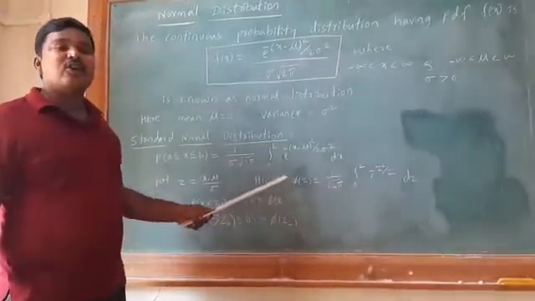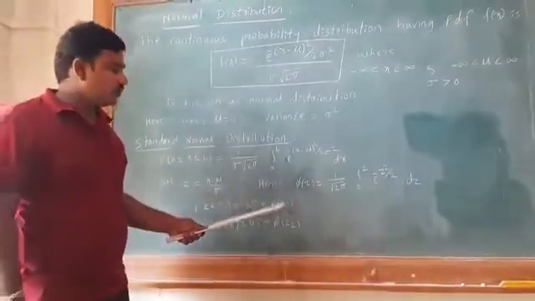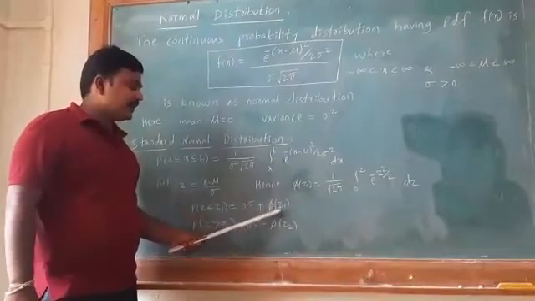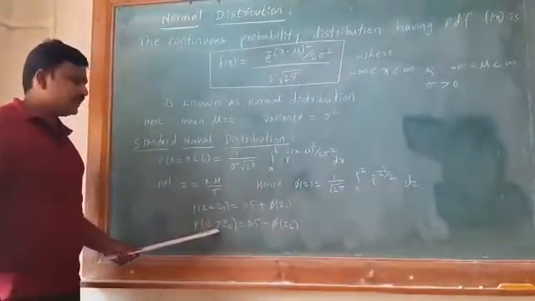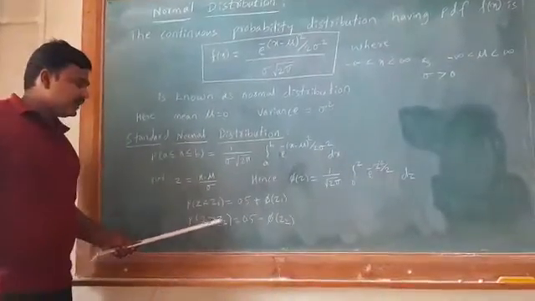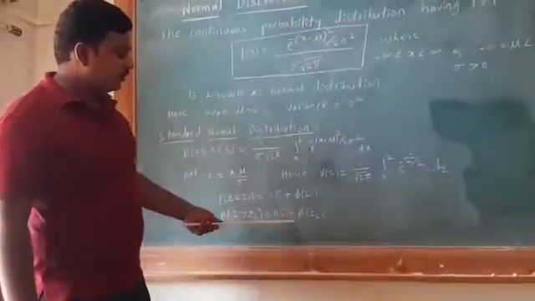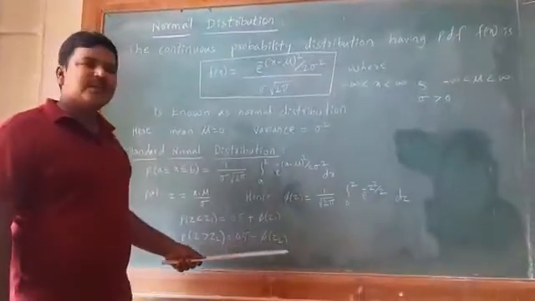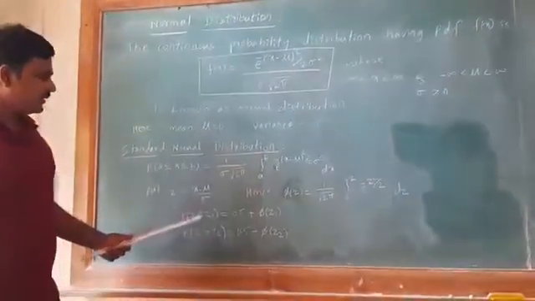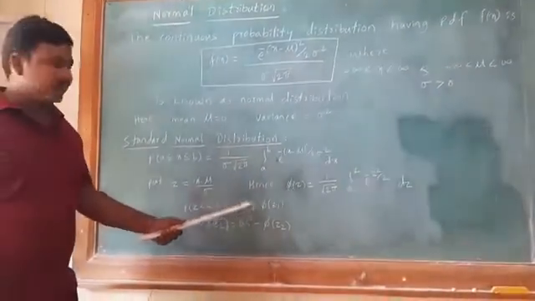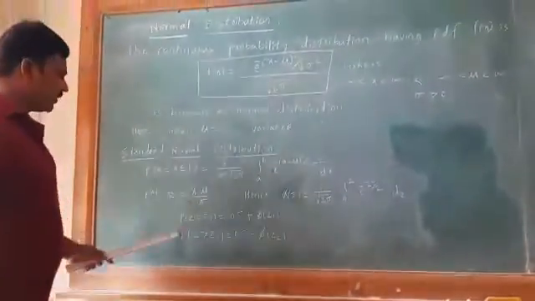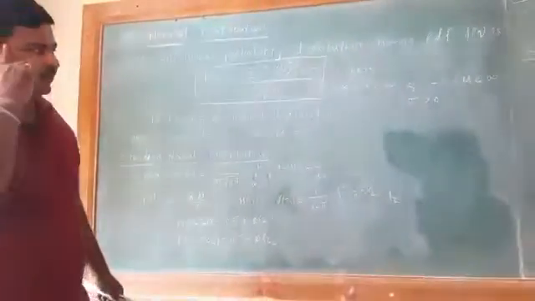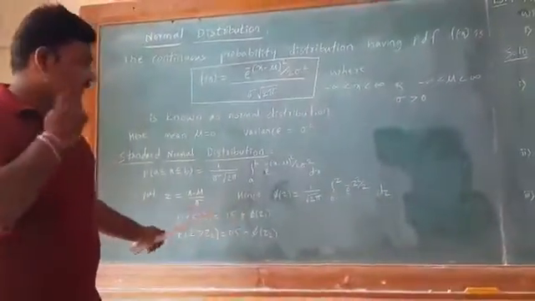Using the normal distribution table, we have to find the phi of z1 value. Similarly, P of z greater than z2 means 0.5 minus phi of z2. So remember, for less than we use the plus sign, and for greater than we use the minus sign. These are very important when we solve examples.